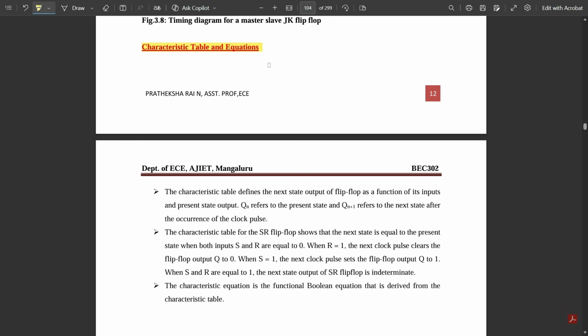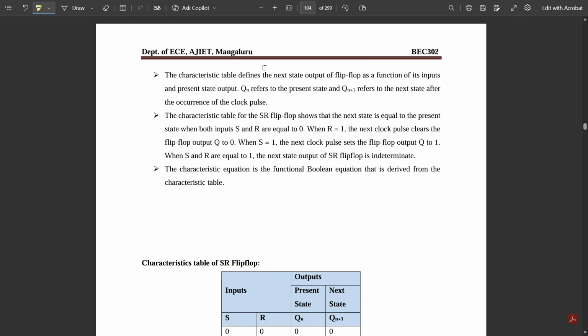Characteristic table and equations. So what do you mean by this? You see here, the characteristic table defines the next state output of whatever fundamental flip flop we use. It is the next state output of the flip flop as a function of its inputs and present state output. So Qn refers to the present state and Qn plus 1 refers to the next state after the occurrence of the clock pulse.